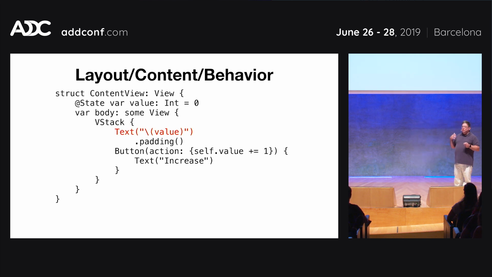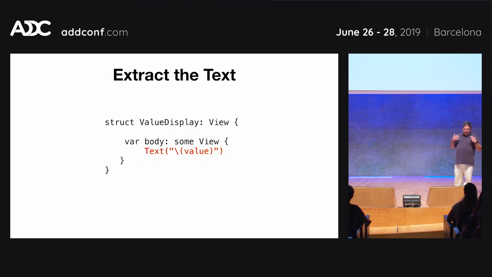So let's define this new thing that will display the text, and I'm going to call it the value display. And the value display is a view, and any view must have this body computed property. And it has this text thing displaying the value. And you say, well, that's great, but what's the value? The value is sitting here in that other thing that we had. So we want the value to be here as well.